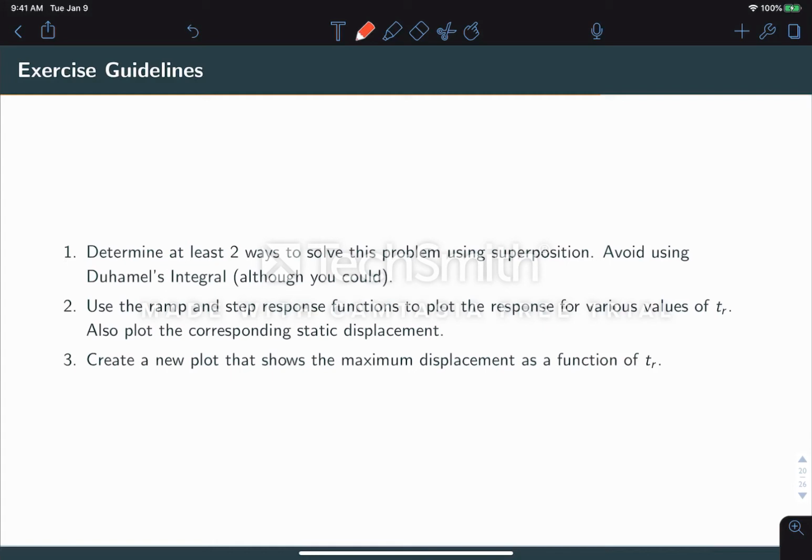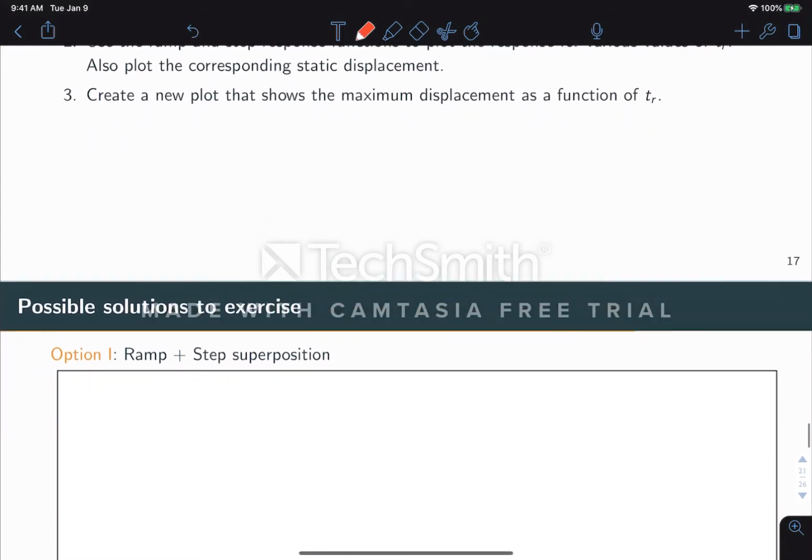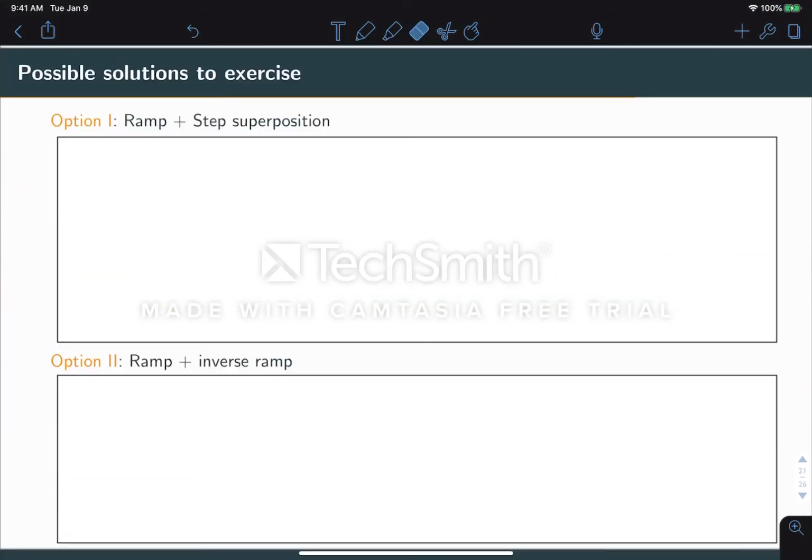And finally, we're going to look at how the maximum displacement behaves as a function of TR. So I encourage you to look at Chopra if you want a more analytical view of 2 and 3. The book derives essentially the same example completely mathematically, but I think using MATLAB and using visualizations is a lot more instructive and a lot more conceptual and kind of avoids too much math. So let's look at options to use ramps and steps to describe that more complicated loading function.